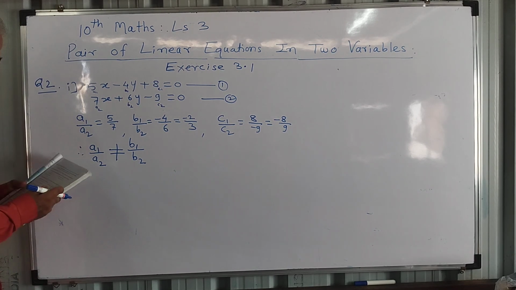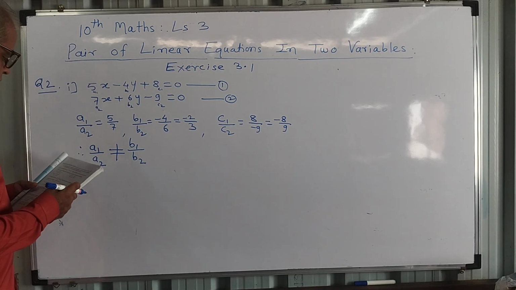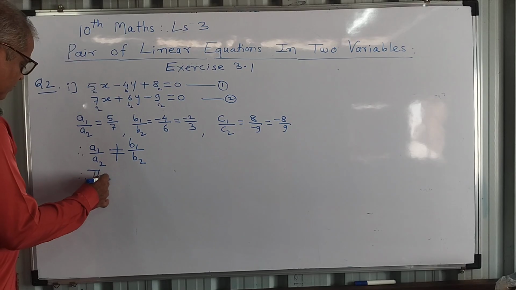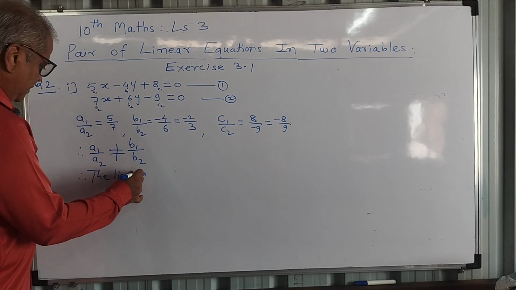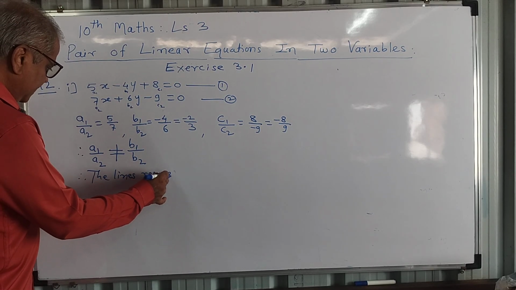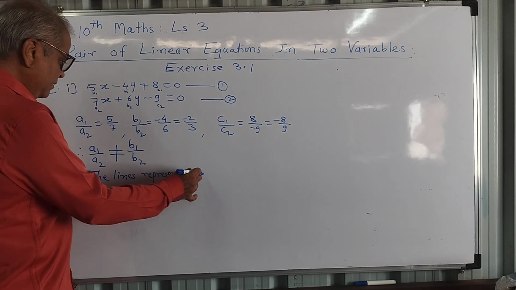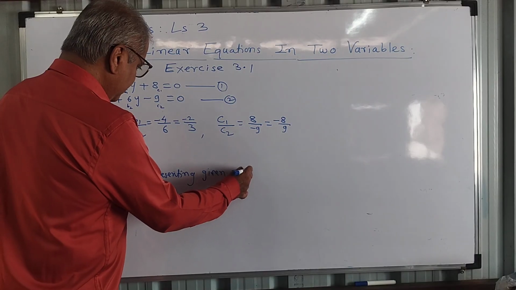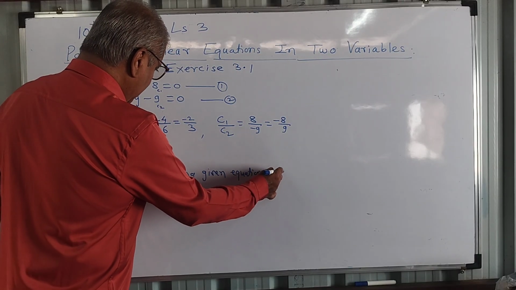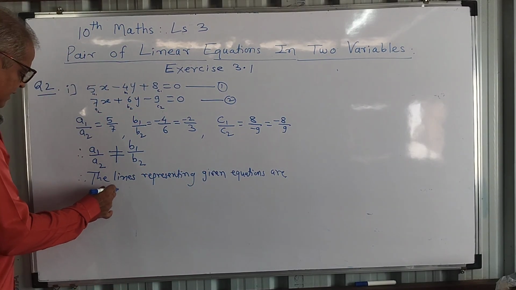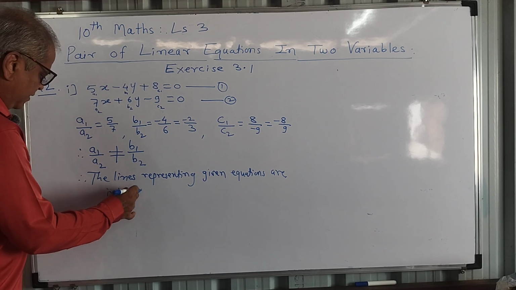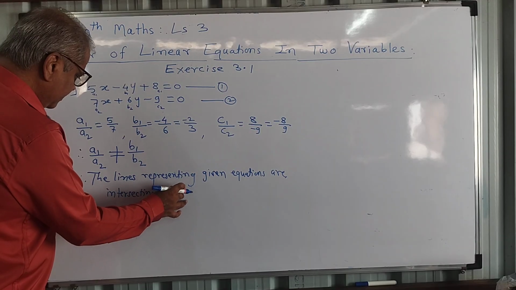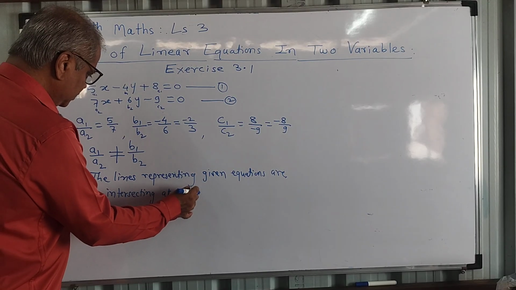Therefore, the lines representing the given pair of linear equations are intersecting at a point. So this is the answer.